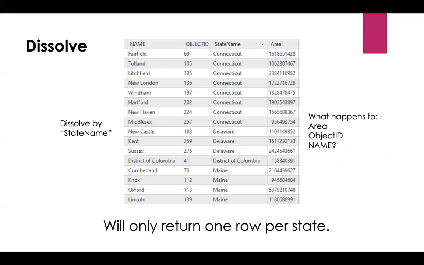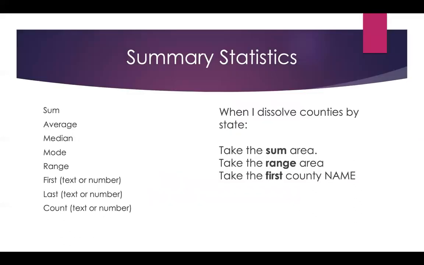But what happens to the other fields besides state name? Things like area, object ID, and name. We will only get one row per state. So what goes in those columns? As the GIS user, we get to tell the GIS what to do with those fields. Do we want the sum of all of the area, for instance? Or maybe we want the average, which would give us the average size of all the counties in that state. We can get these summary statistics as long as we tell the GIS that we want them.